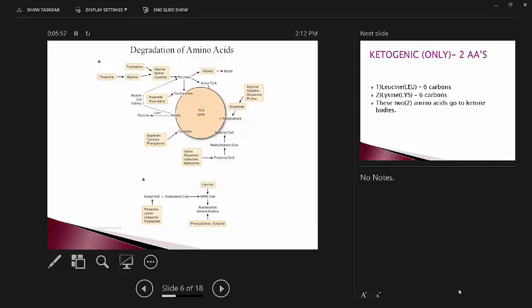What about ketone bodies? Under gluconeogenesis, do we make ketone bodies? I can't make glucose without making ketone bodies. Why? I didn't know that. Now you do. Why? Think about it: we're going to make a glucose molecule. What are we going to make it out of?